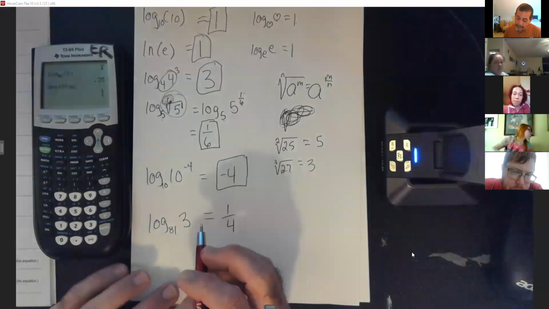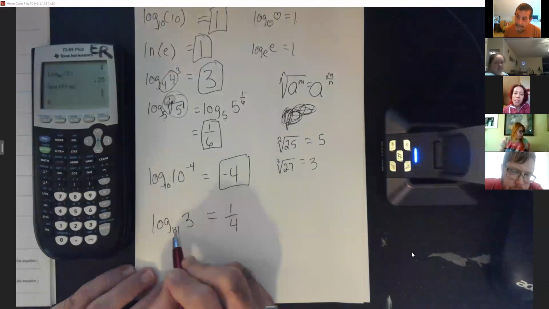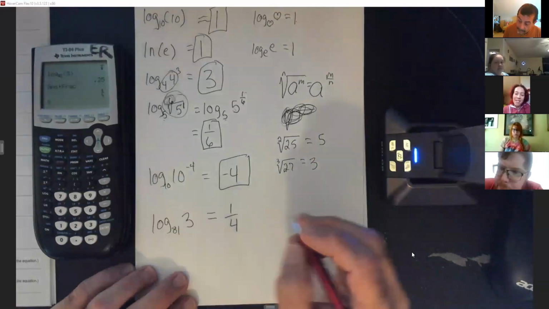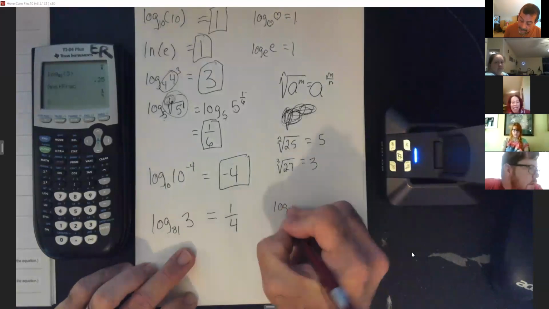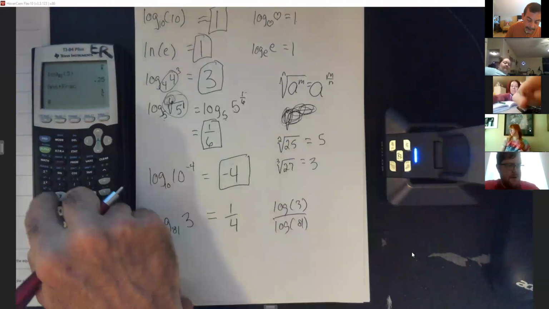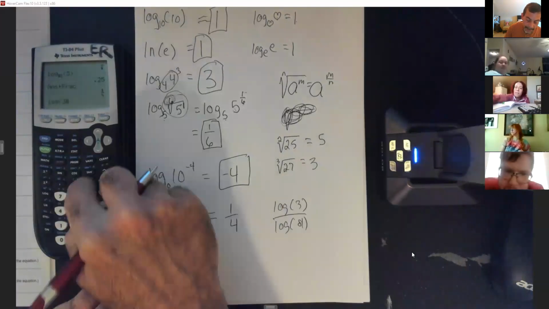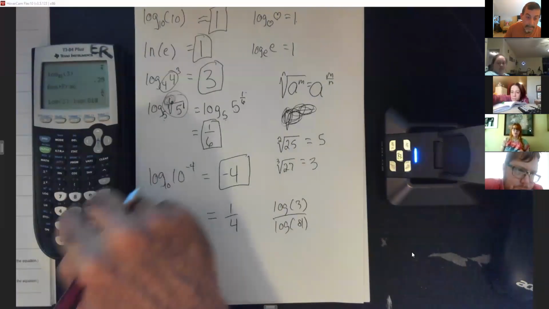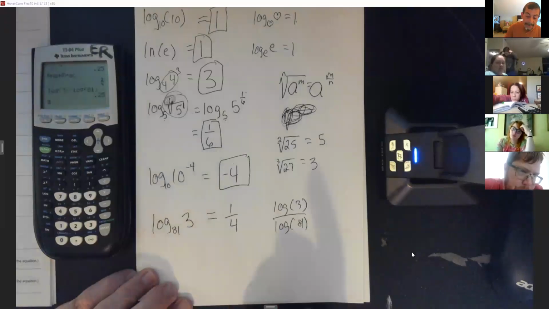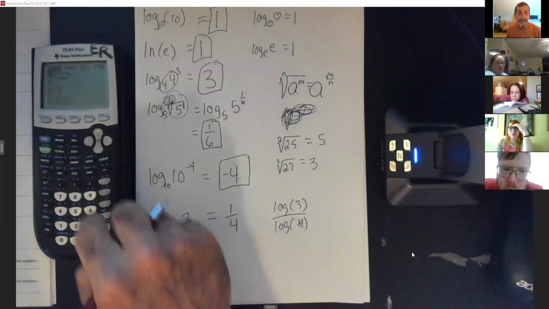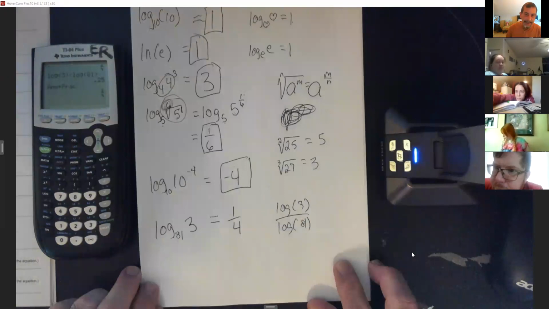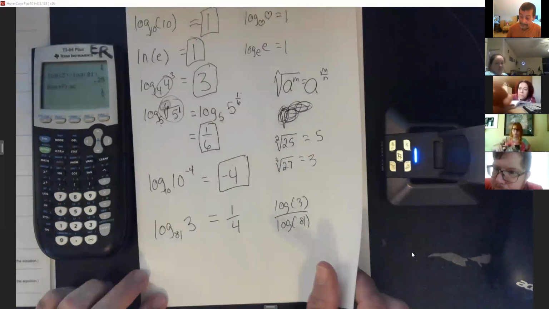Are you doing okay, Kelsey? You're quiet. Kelsey would do this: log 3 divided by log 81. Y'all watch this, log 3 divided by log 81. And we still get 0.25, which is 1/4. So it's just another step or two doing it that way, but it works.